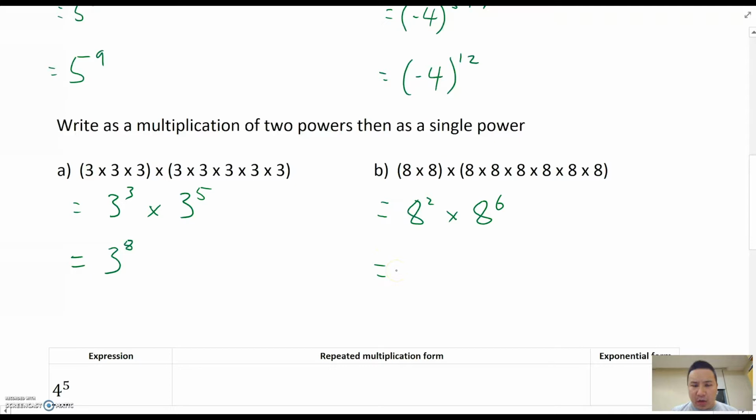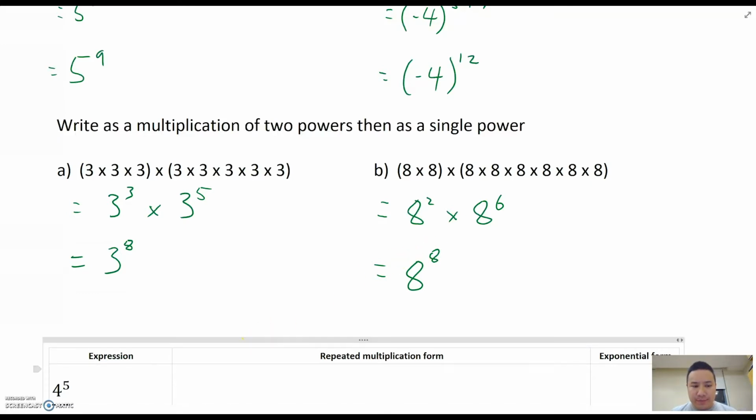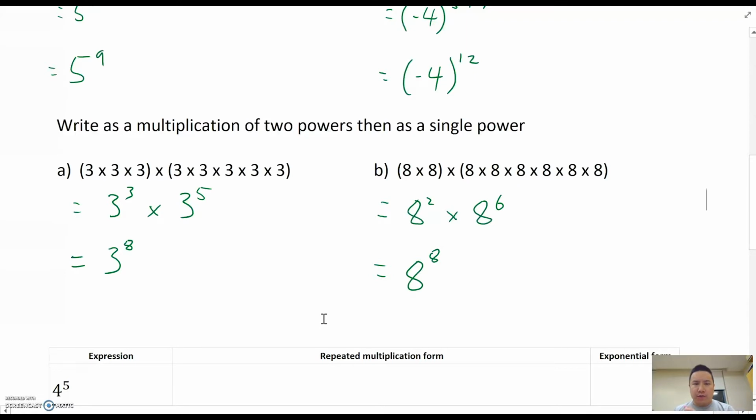Now that we've had this laid out, let's apply our exponent law. So 8 to the power of 2 times 8 to the power of 6 will be 8 to the power of, what's 2 plus 6? 8. Cool. And there we go. So that's our first exponent law. These exponent laws are just shortcuts from taking these operations from one form into another form.